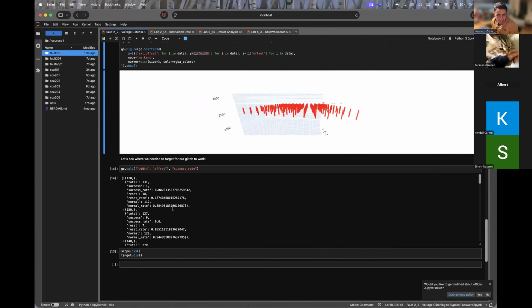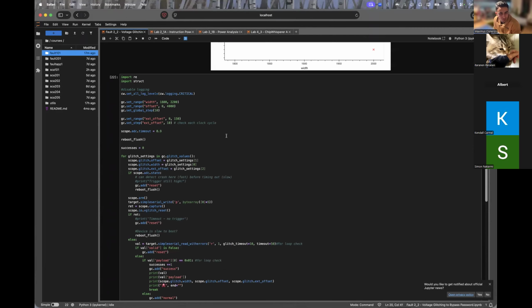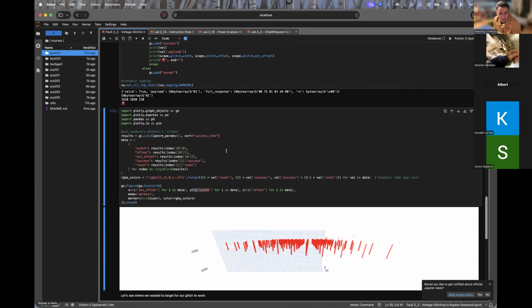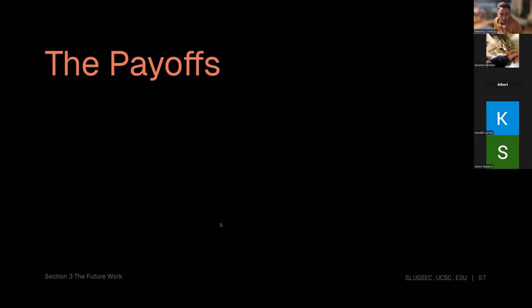I think running this attack took me, well, this one was much lighter. This took me maybe like 12 or 30-ish minutes. But a lot of these attacks for more sophisticated implementations can easily take days, if not weeks, if not months, if you're not careful and if you mess up a lot of times. So again, very time intensive.